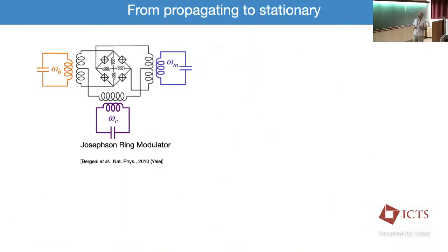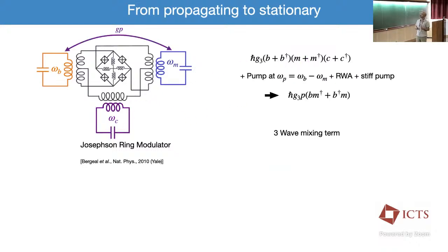and it works based on a circuit which is called the Josephson ring modulator. The Josephson ring modulator this time is a three-wave mixer, so it's a three-wave mixing term. Then there are three modes, and they're coupled through this mixer. But what that means is that if we pump this circuit at the difference between the frequencies of omega m and omega b, we effectively activate a conversion. One photon of the buffer is converted into one photon of the memory and back.